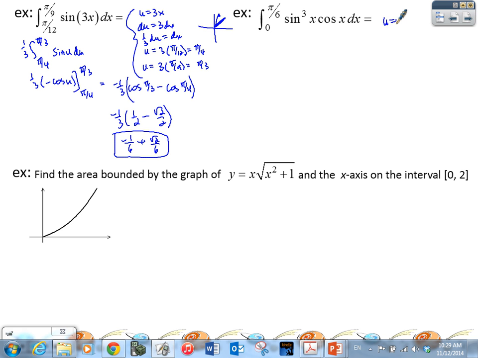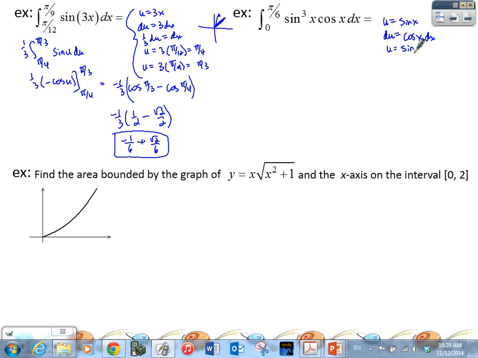Hopefully you're comfortable enough with u-sub to know exactly what to make u here. Sine, right, because it's cubed. U equals sine x. du equals, so your derivative of sine is cosine x, so we don't have any constants to mess with. So let's go ahead and go into our change of bounds.